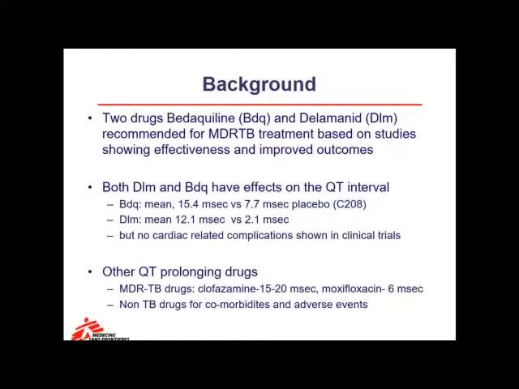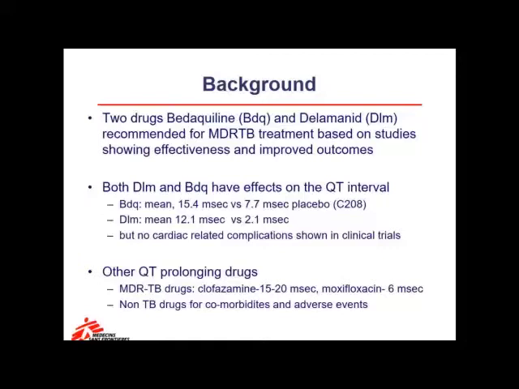Delamanid and bedaquiline were both recommended for MDR TB treatment based on studies showing effectiveness, faster culture conversion, and improved outcomes. Both bedaquiline and delamanid have effects on the QT interval. In clinical trials, bedaquiline had a mean increase after 24 weeks of 15.4 milliseconds compared to the placebo arm, which had 7.7 milliseconds. Delamanid had a mean of 12.1 milliseconds compared to 2.1 in the control arm. But in neither clinical trial were there any cardiac-related complications.